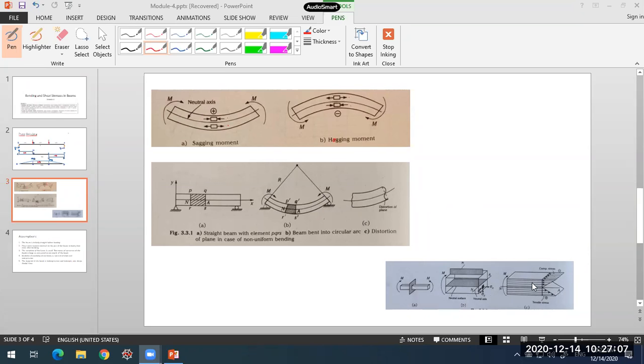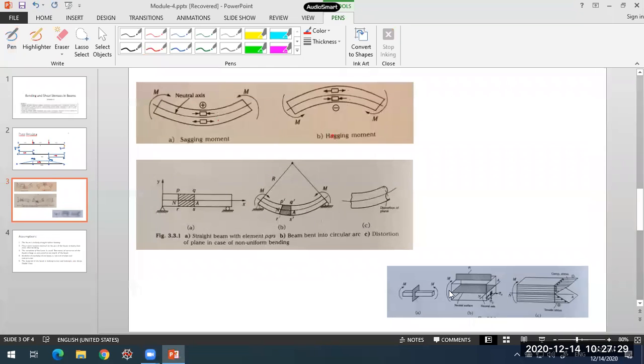In this diagram, what I want to make clear is what the planes in the beam are. This is the transverse plane you see here. If I take a cross section perpendicular to the axis of the beam, that is a transverse plane. This is the plane on which you'll find the bending stresses are applied. The bending stresses are applied on a plane which is perpendicular to the axis of your beam. This is the axis of the beam.